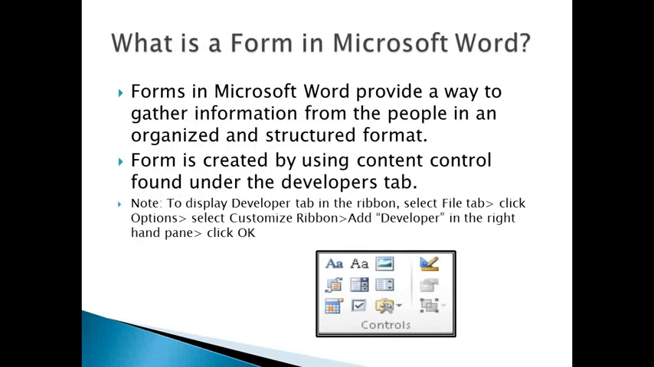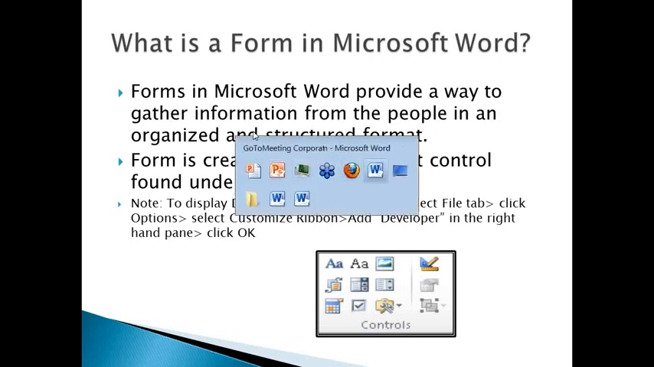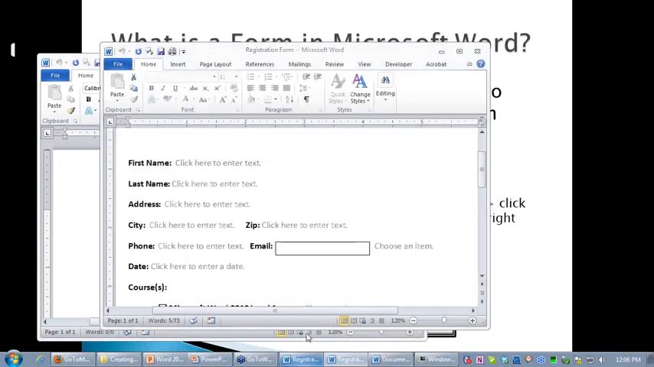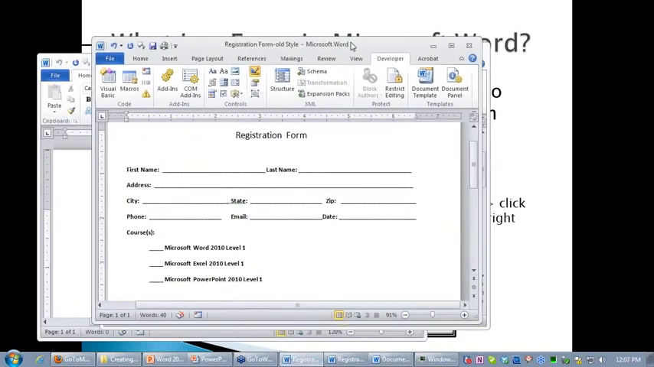What is a form? A form provides a way to gather information in a structured, organized format. A form is created using controls. So let me show you an example of a typical form. A typical form may look like this. This is a simple form created using text and a line.